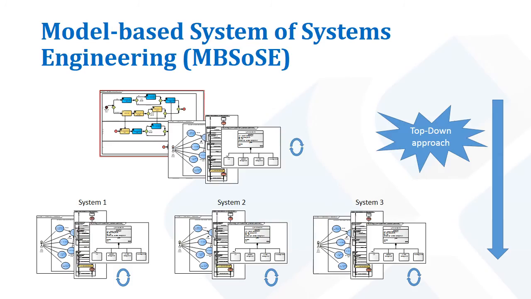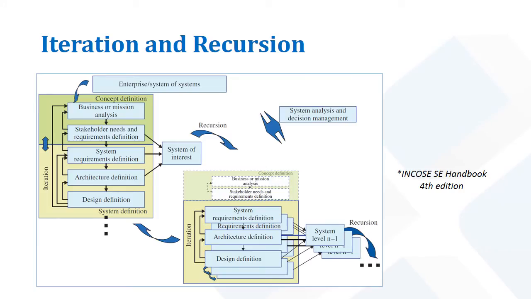But also by iteration, because this model-based system of systems engineering process is made up of single model-based systems engineering processes. So once again, iteration and recursion characterize the system of system engineering process. The iteration is between the steps in the top-down approach, and the recursion is because we use the same approach for each of the systems.